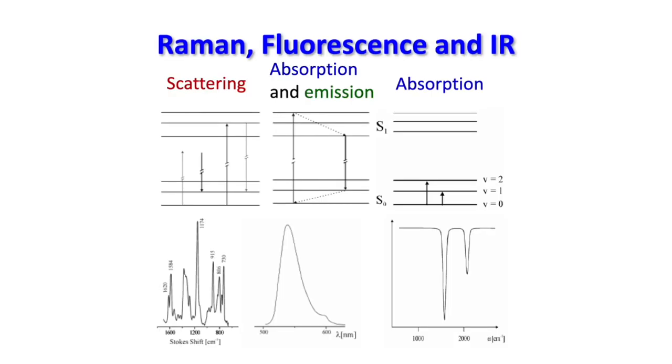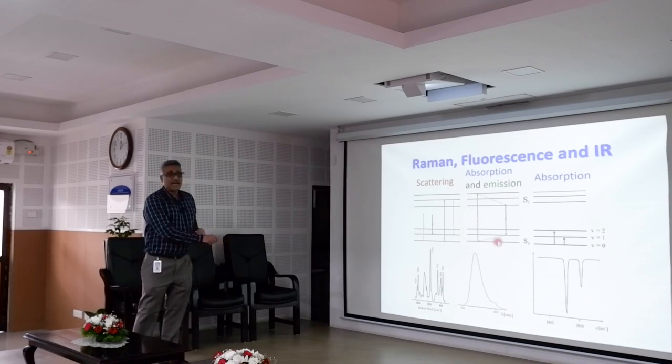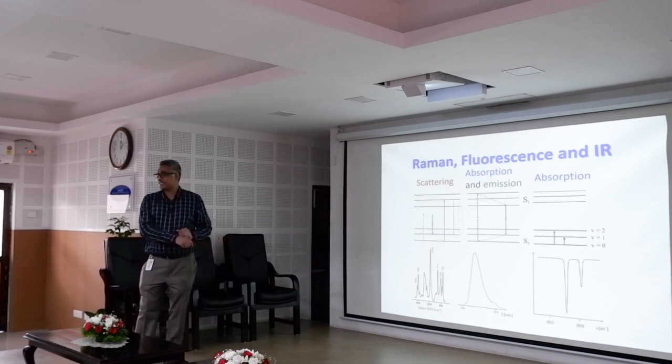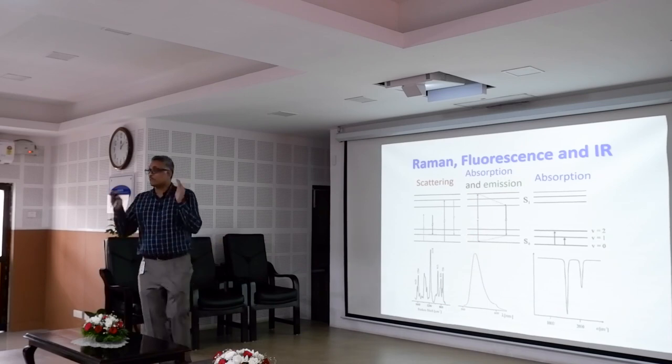Now you know the three processes which I talked about earlier. One is fluorescence, another one is IR spectroscopy, and the third one is Raman. All of them use the same energy levels. You see that this is the S0, this is the S1, and they are coupled with the vibrational states. So when you have fluorescence, it gets excited from S0 to S1 and then comes down. When it comes down, it can come down from any of these levels to any of these levels. So that's why it is a broad fluorescence. Fluorescence is a broad process.